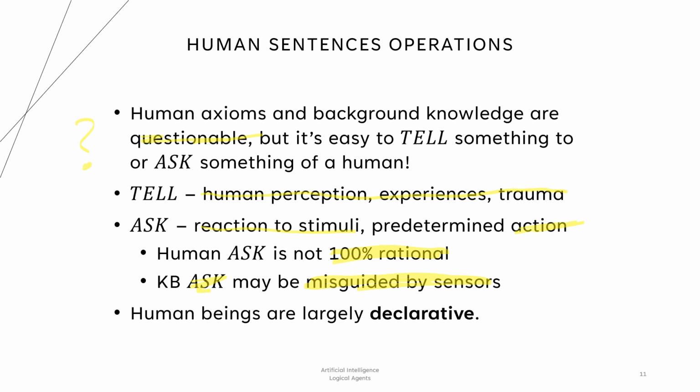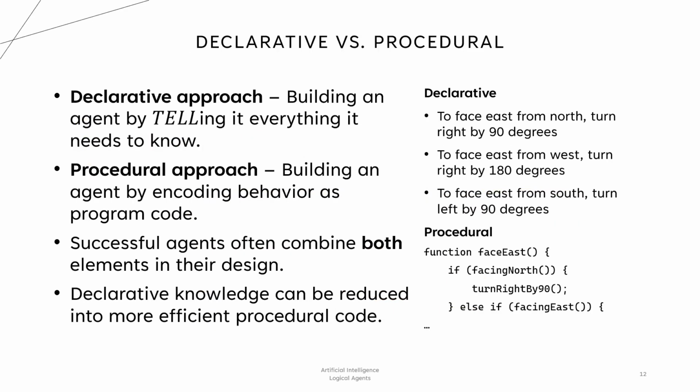And of course, human beings are largely declarative. And what is declarative? Well, a declarative approach is building an agent by telling it everything it needs to know. And a procedural approach is building an agent by encoding different behaviors as program code.